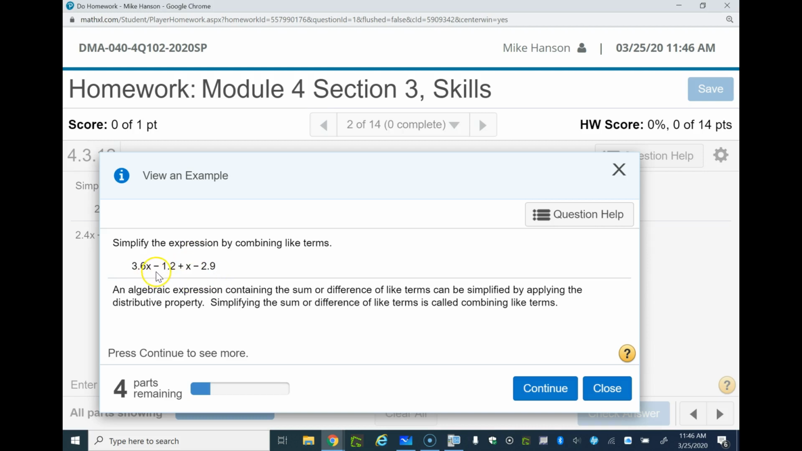For this one here, I'm taking negative 1.2 and subtracting 2.9. Always do what the second part says. If you're ever wondering, should I add them or subtract them?